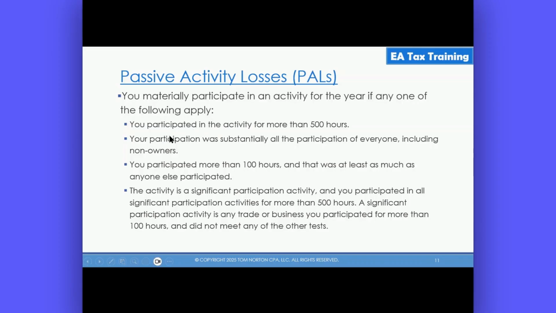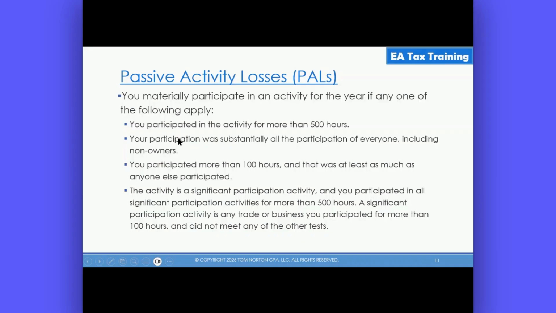So frequently, if you have a loss, you don't want it to be a passive activity. That means you want to be found to materially participate in that activity, because if you materially participate in that trade or business, then it is not a passive activity. So you don't have to worry about these passive activity loss rules.